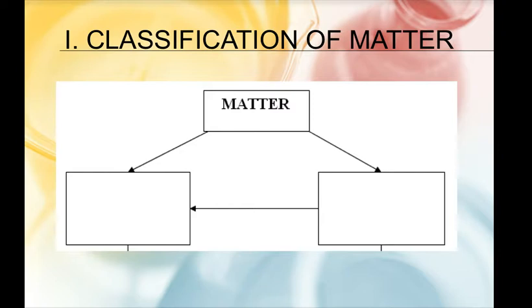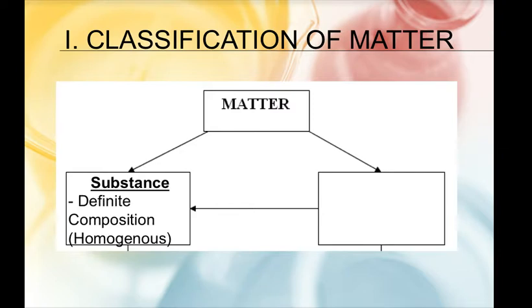And matter can be broken down into two subcategories. The first one would be substances. And substances have a definite composition. In other words, the composition of a substance never changes. They're also considered to be homogeneous. The other one would be mixtures. Mixtures do not have a definite composition.